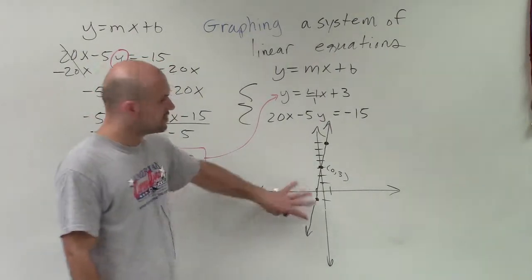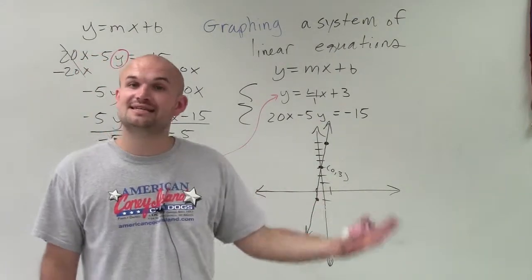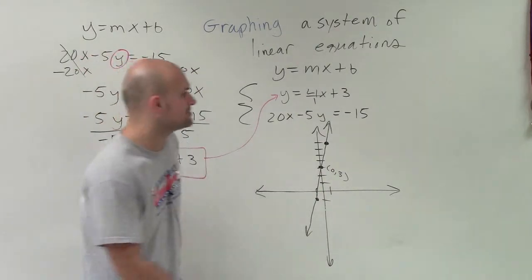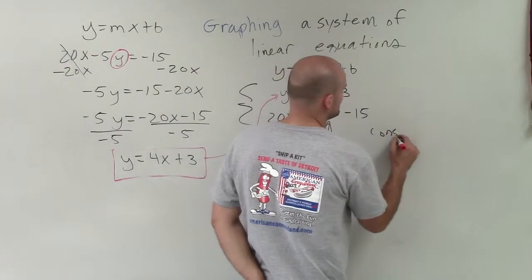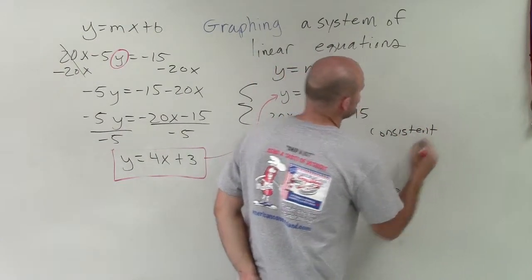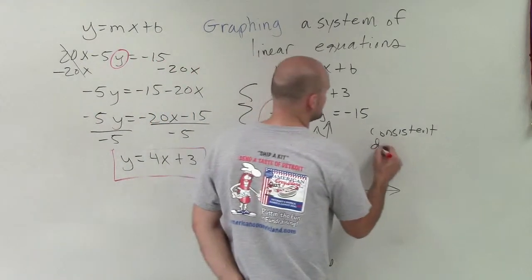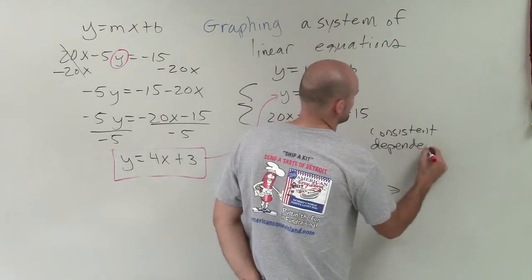All right. So since we do have a solution, it is consistent. But now, since there is more than one intersection point, or more than one solution, our system is what we call dependent.